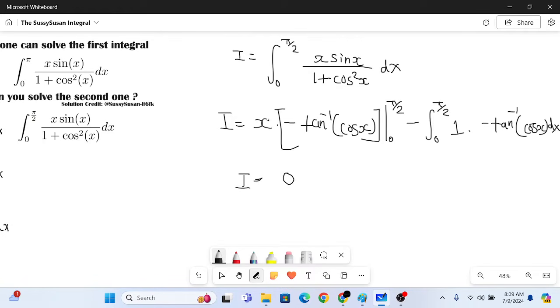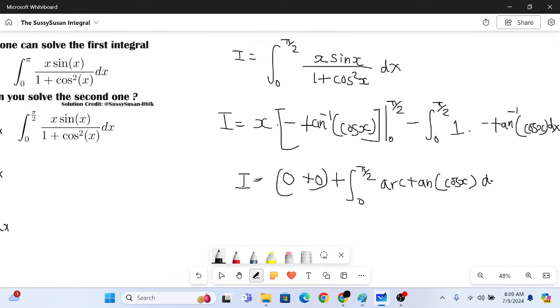And at 0, this one will be 0, but cos of 0 is 1, and tan inverse 1 is pi by 4. Again 0 times pi by 4 will just be 0, so 0 plus 0. And then over here minus minus will be plus, an integral from 0 to pi by 2 of tan inverse, I can write it as arctan, they are the same, arctan of cos x dx.